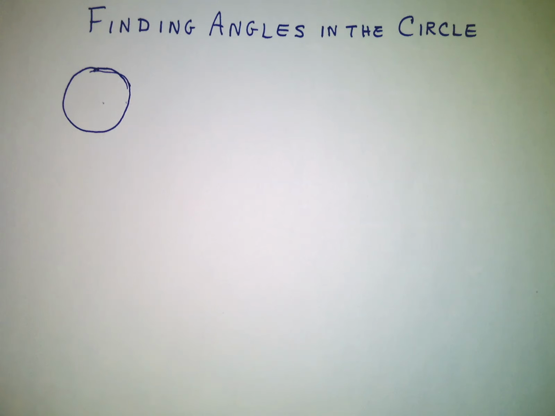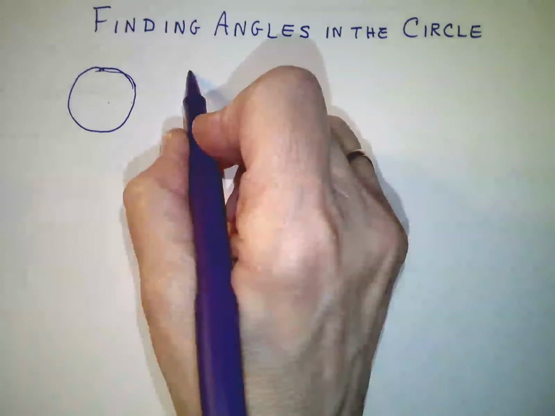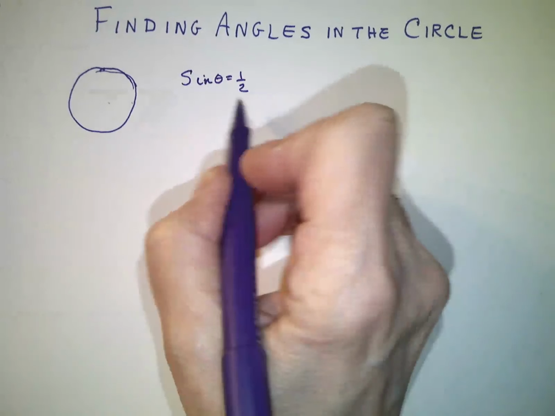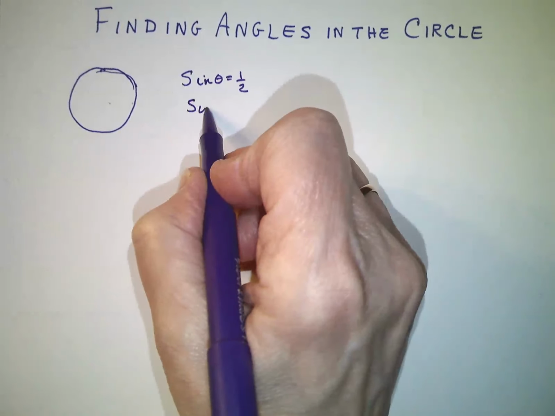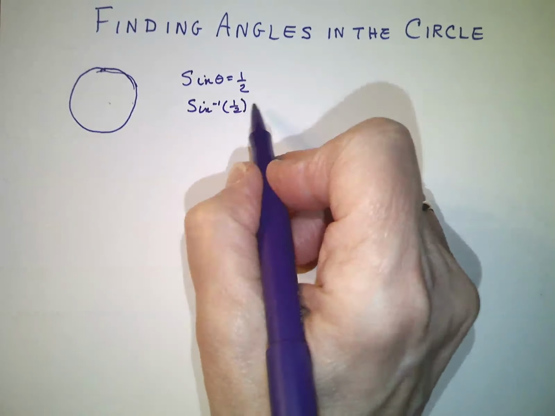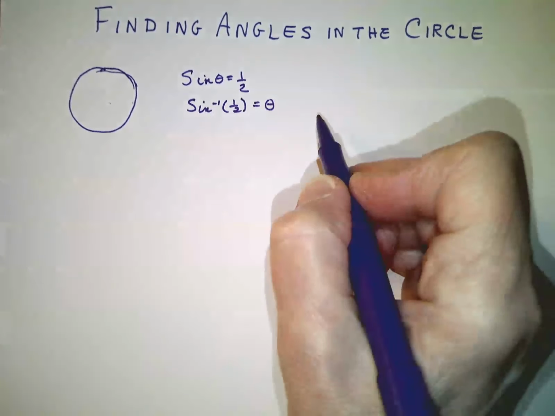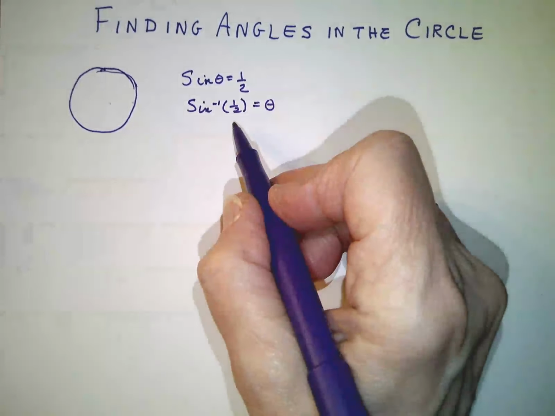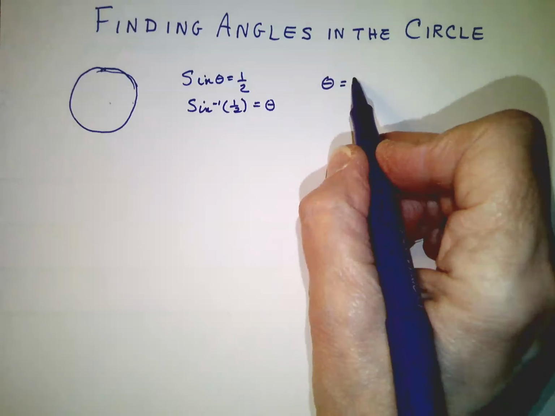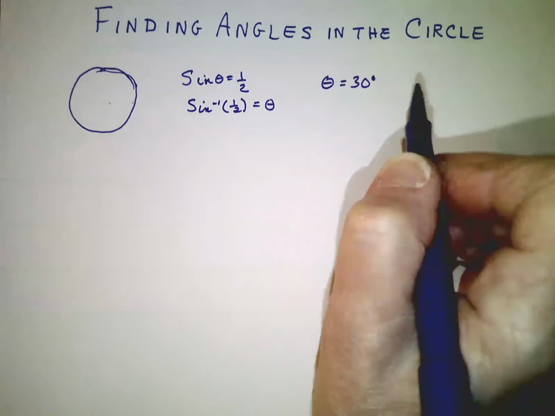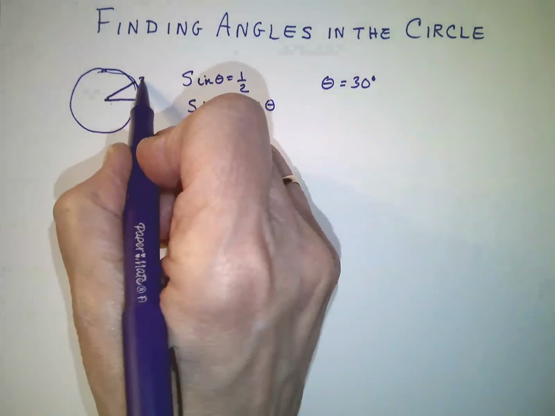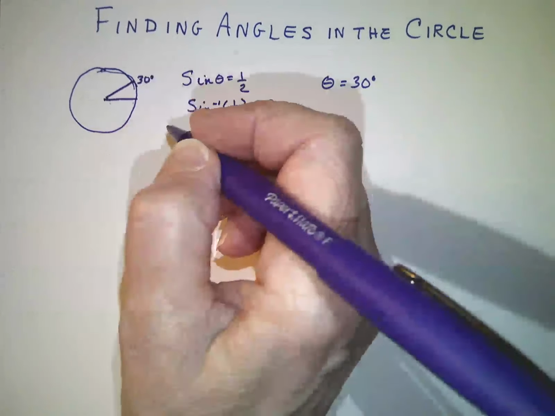For example, suppose sine of theta equals a half. So we could ask the calculator for inverse sine of a half. And I'm hoping you're using the best calculator. Inverse sine of a half tells us that theta is 30 degrees, which is absolutely correct. A 30-degree angle has a sine value of a half.